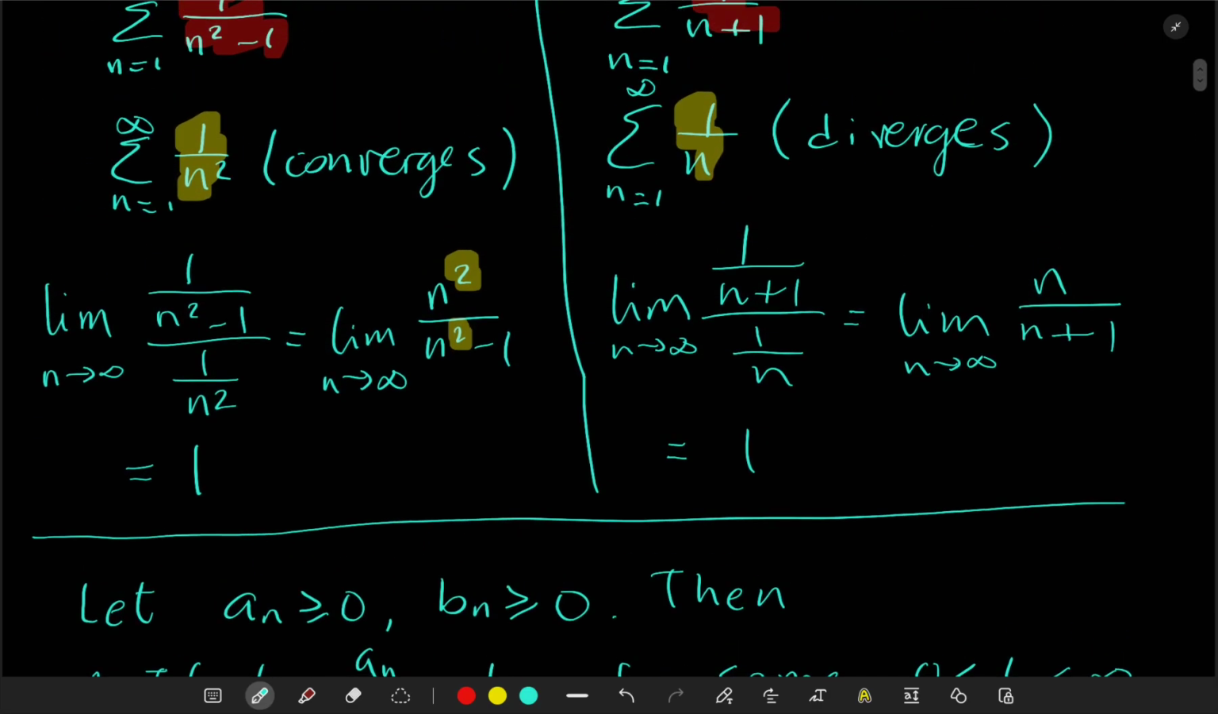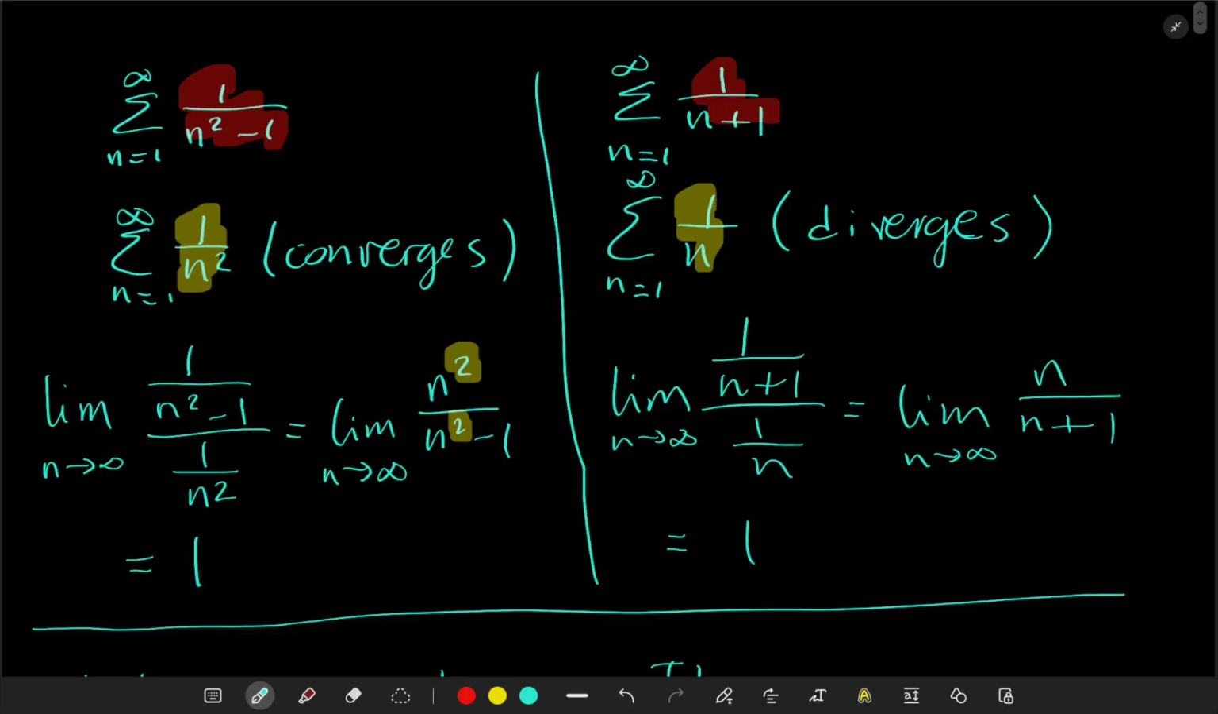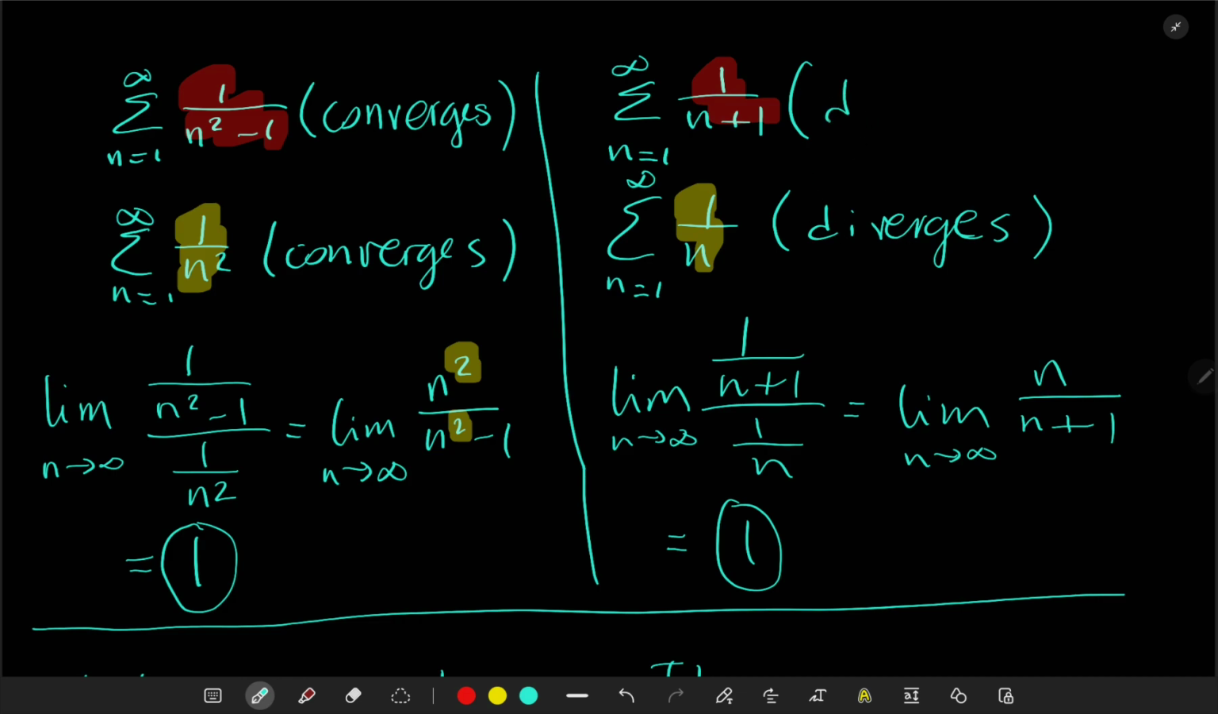So since the limit is 1 on each one of these, I know that since this one converges and they have the same behavior by the limit comparison test, this one will converge as well. Now, this one diverges. Since my limit is not 0 and not infinity, it's 1, then I know they have the same type of behavior, and since I know this one diverges, then this one diverges as well. So you see, this is definitely more powerful than just your regular comparison test.